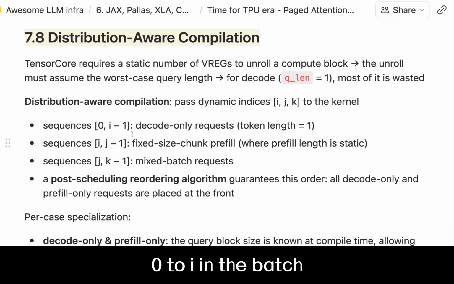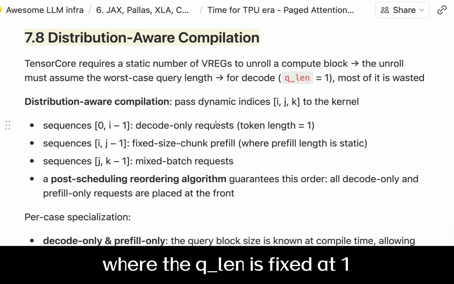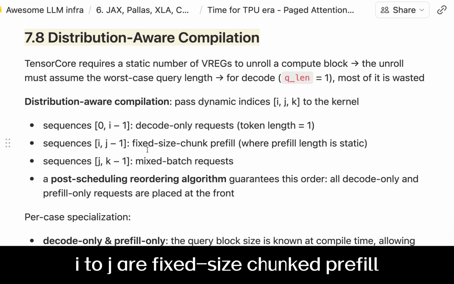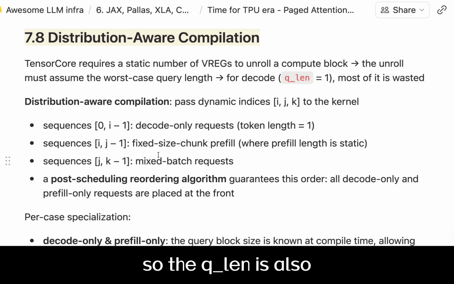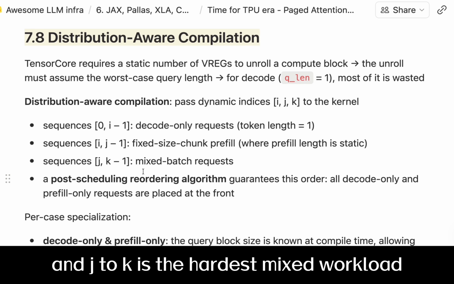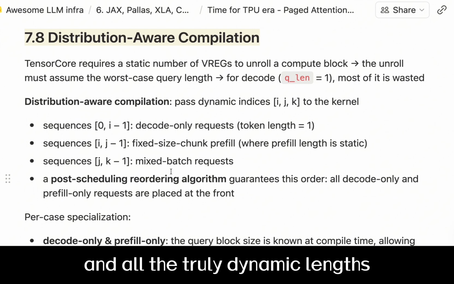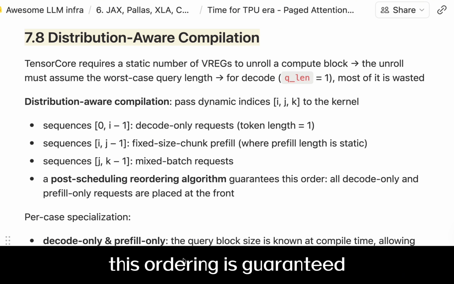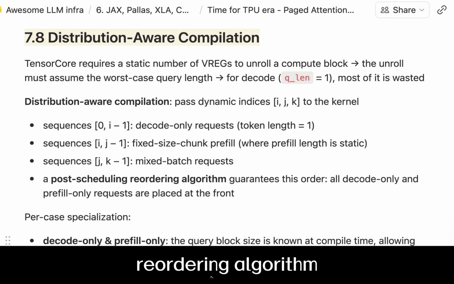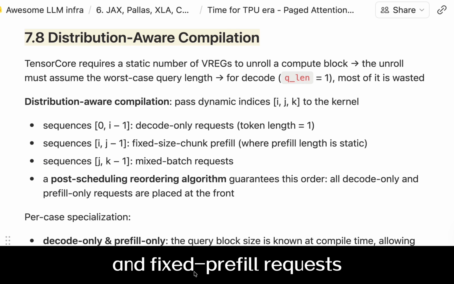0 to I in the batch is for decode only, where the Q length is fixed at 1. I to J are fixed size chunked prefill, so the Q length is also a compile time constant. And J to K is the hardest mixed workload, and all the truly dynamic lengths live here. This ordering is guaranteed by a post-scheduling reordering algorithm. All decode-only and fixed prefill requests go to the front.